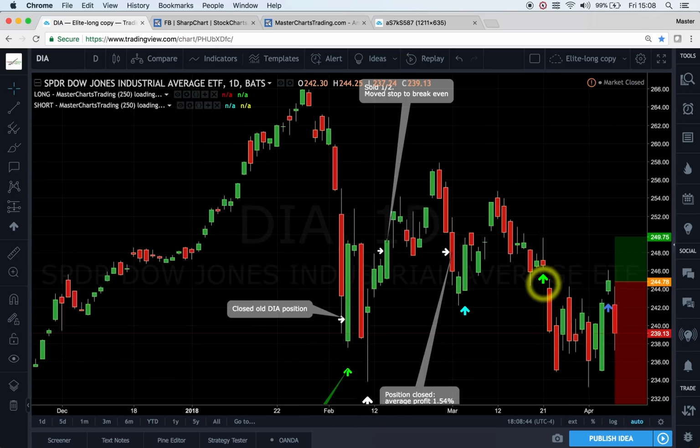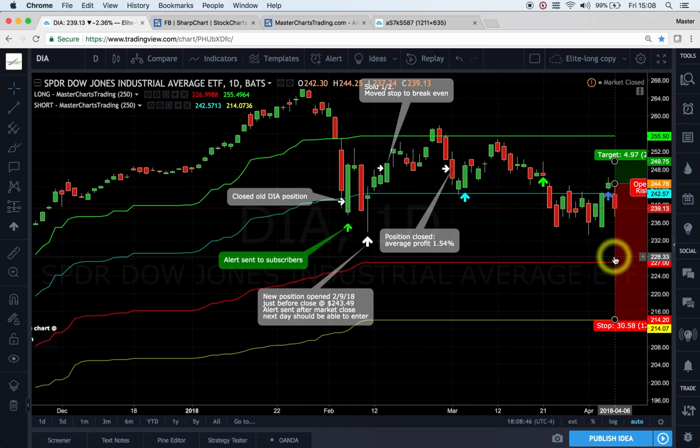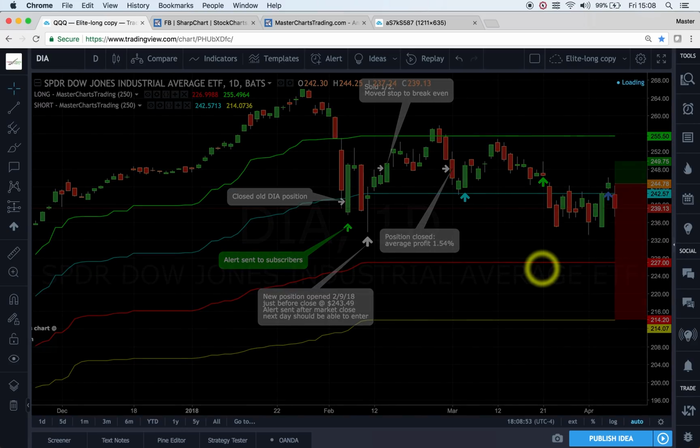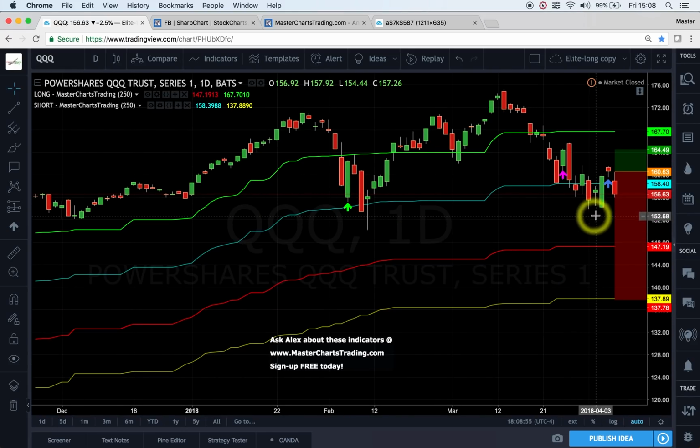Dow Jones, DIA, basically a similar pattern, slightly stronger. You can see we had a close above this blue line. QQQ, NASDAQ, similar pattern, close above this blue line, so it's slightly stronger.